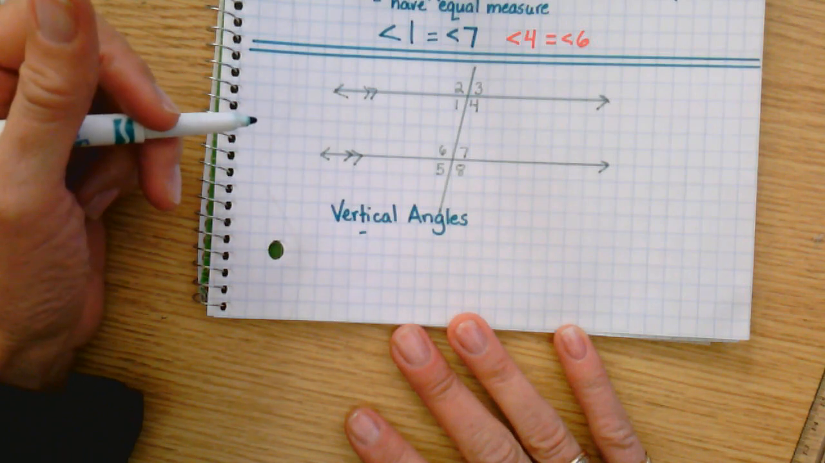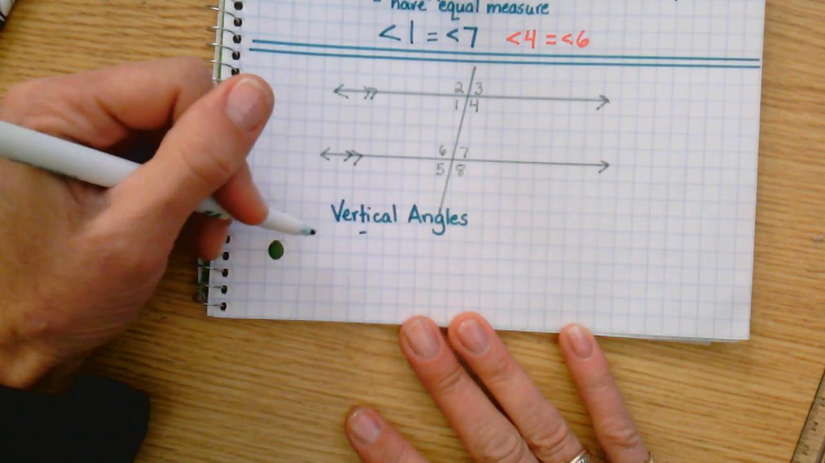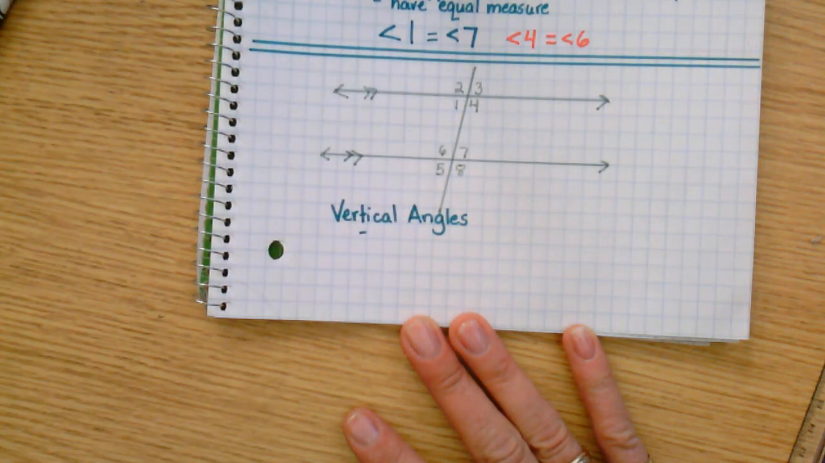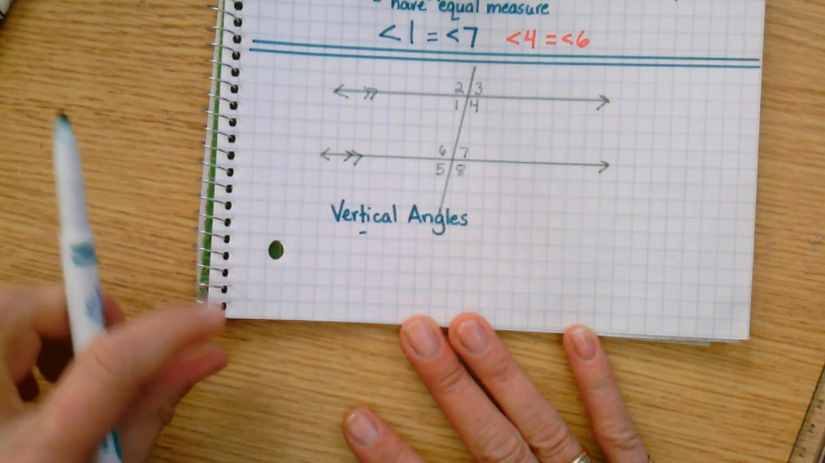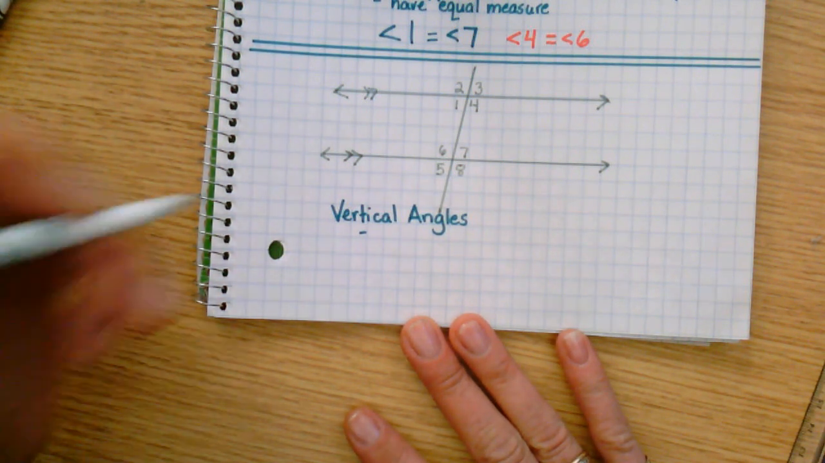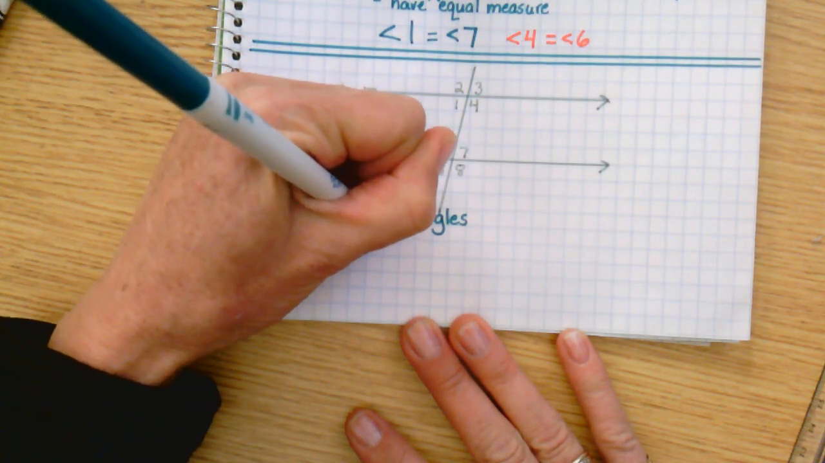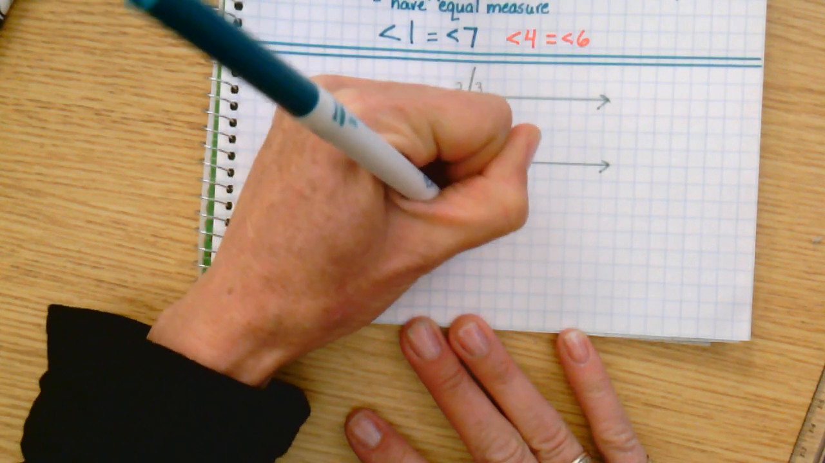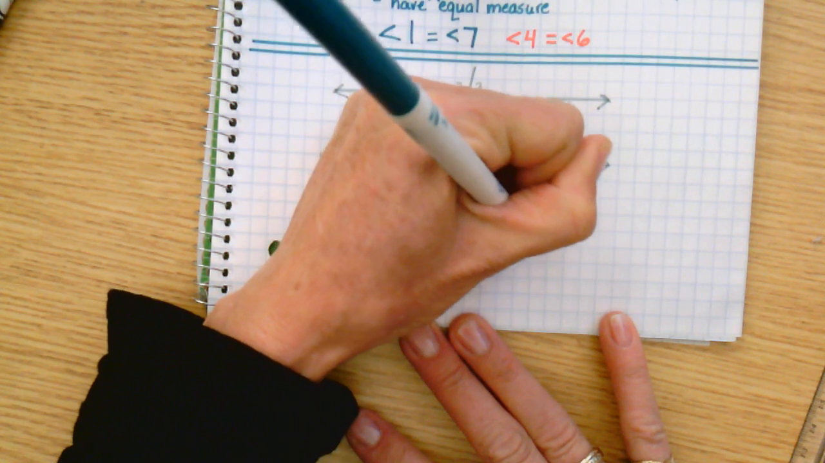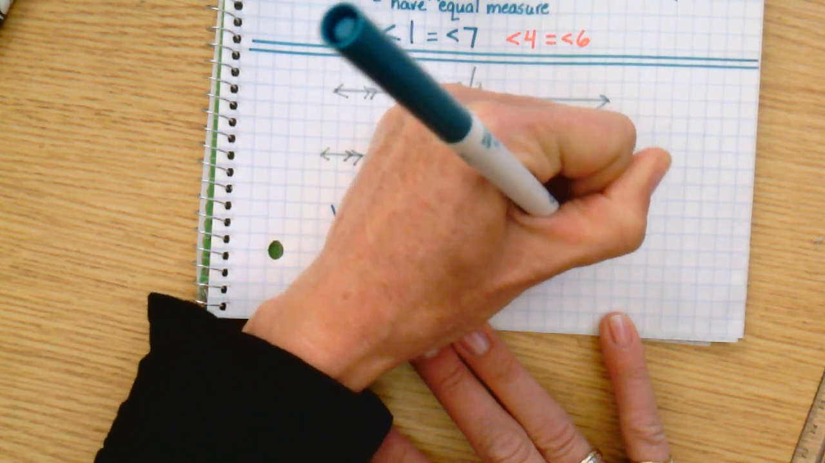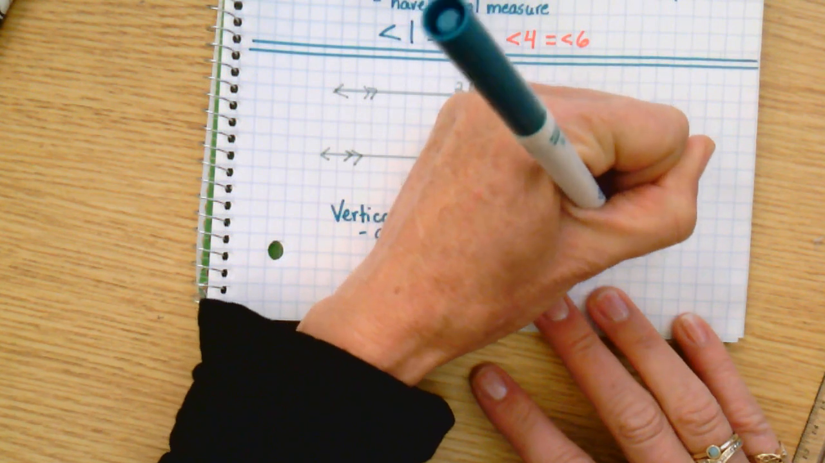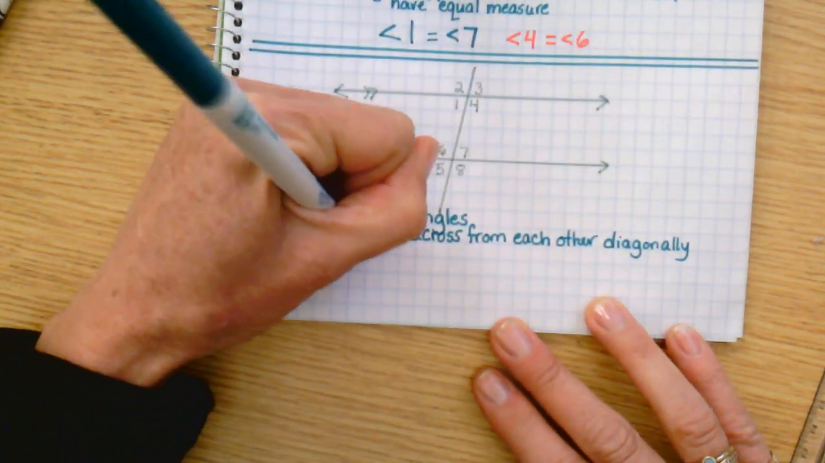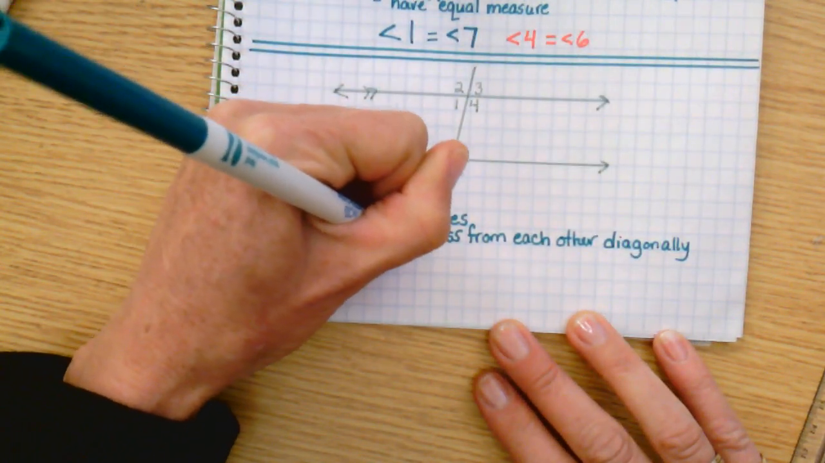Okay, we are going to move on to our next angle relationship, and that is vertical angles. So using our same diagram with two parallel lines and a transversal that create 8 angles, we are going to look now at which angles are vertical angles. By definition, vertical angles are across from one another. I like to think of them as across from one another diagonally. And vertical angles have equal measure.